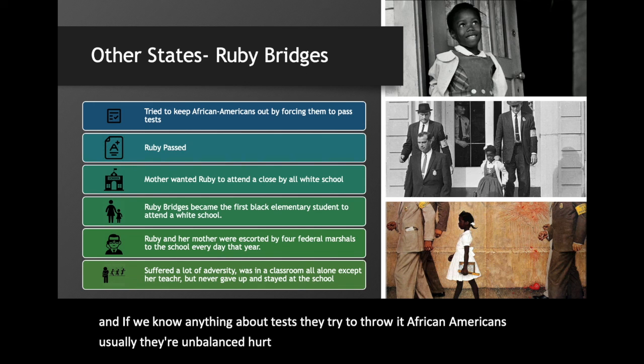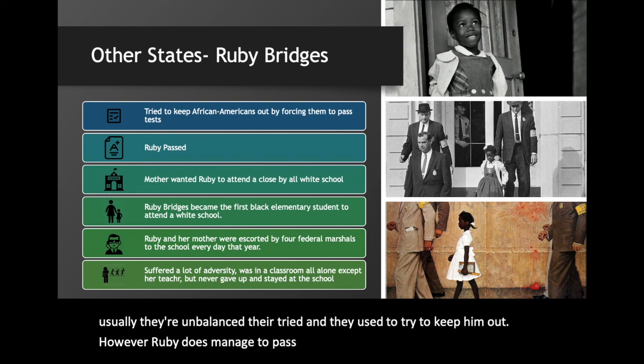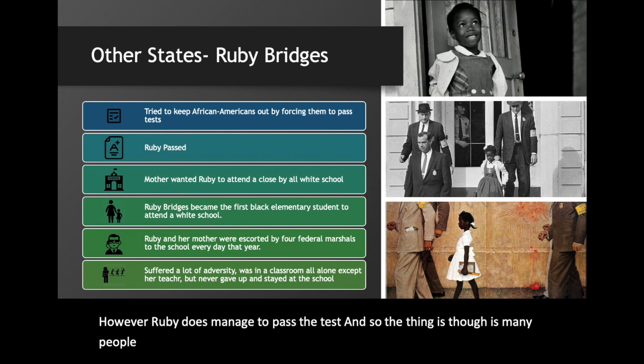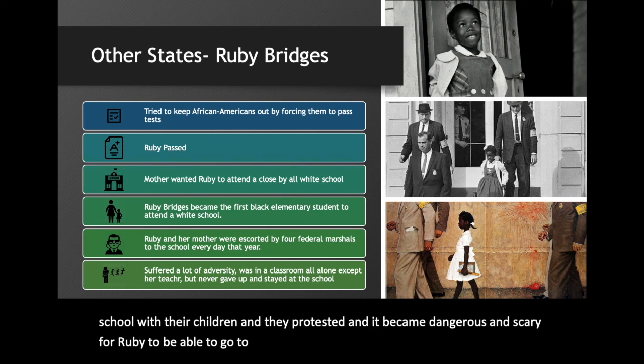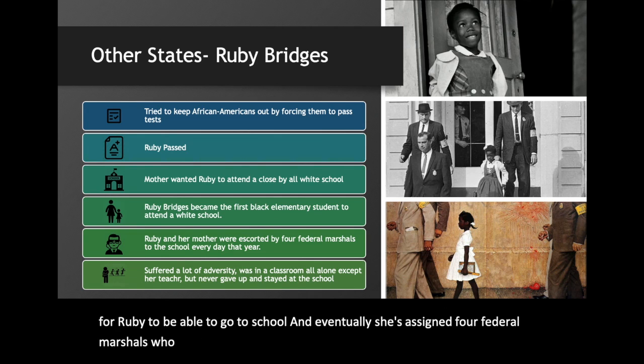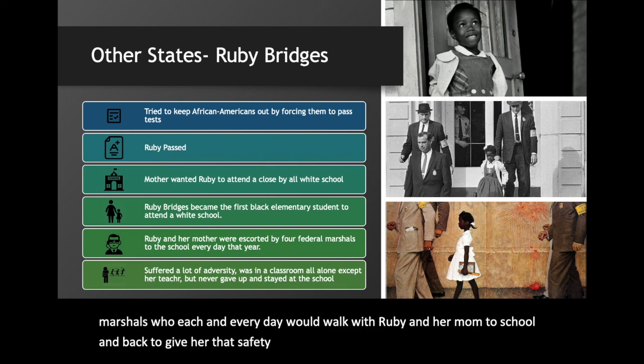However, Ruby does manage to pass the test. And so the thing is, many people, especially parents, objected to having an African-American child in the school with their children. And they protested, and it became dangerous and scary for Ruby to be able to go to school. And eventually she's assigned 4 federal marshals who each and every day would walk with Ruby and her mom to school and back to give her that safety and that measure of security.